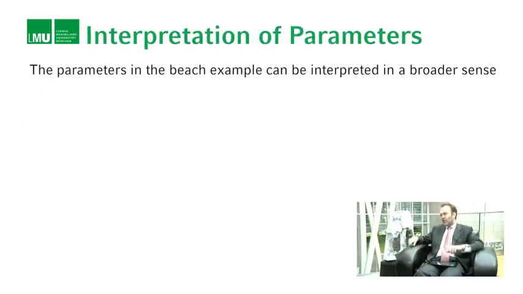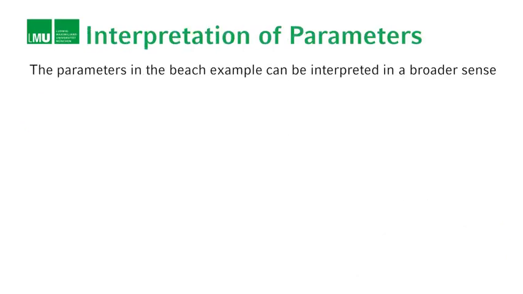Now, is all competition going to take place between ice cream sellers on a beach? Definitely not. Most of the examples that we've had throughout the course had nothing to do with ice cream and nothing to do with a beach. So, is this model useful even in different settings? In other words, can we reinterpret the parameters that we just discussed in a much broader sense?